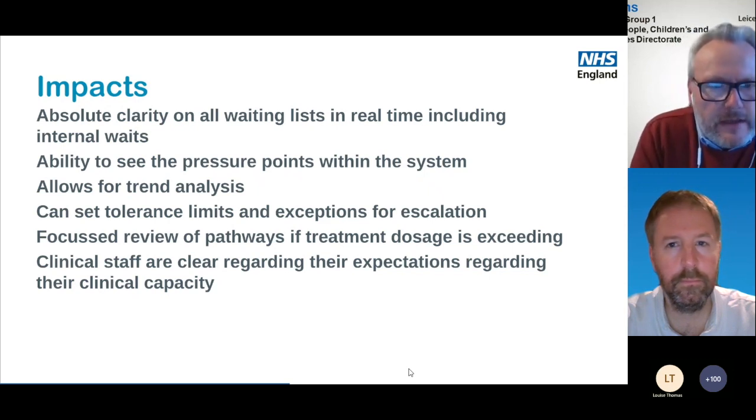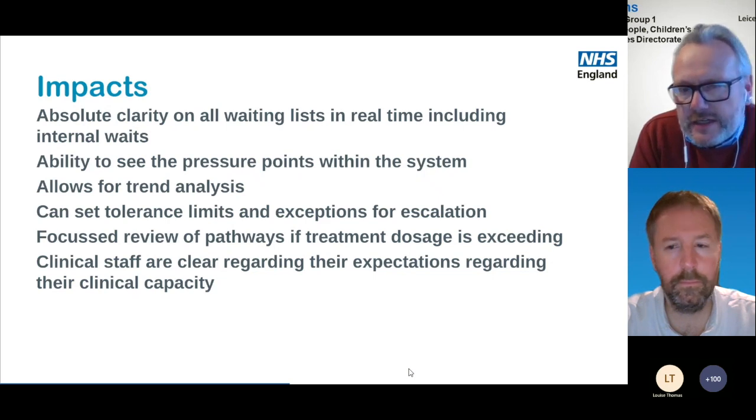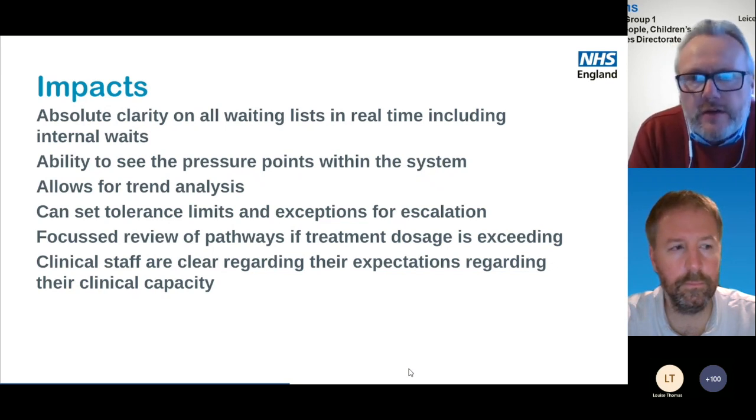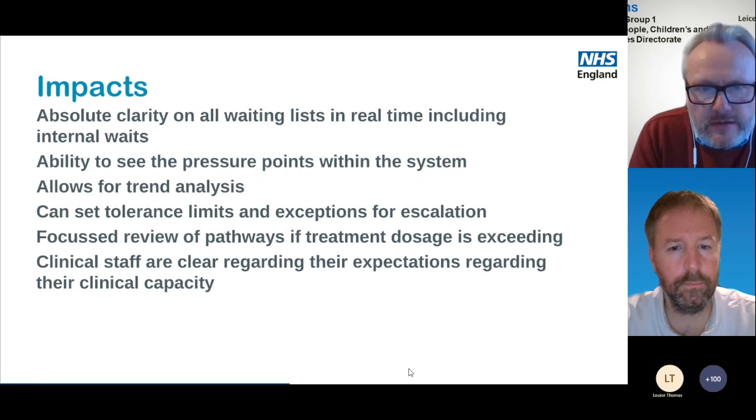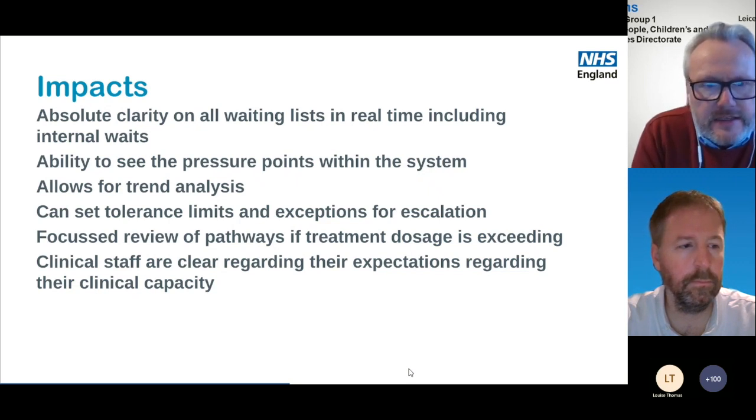It enables us to set some tolerance limits for our waits, because actually it's not efficient to have zero people waiting, because then you have unused slots on diaries. So it's most efficient to have a small waiting list, and through analysis of that we can understand what the tolerance limits are.